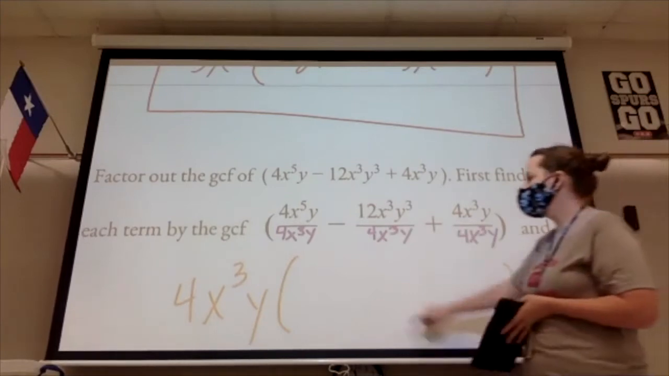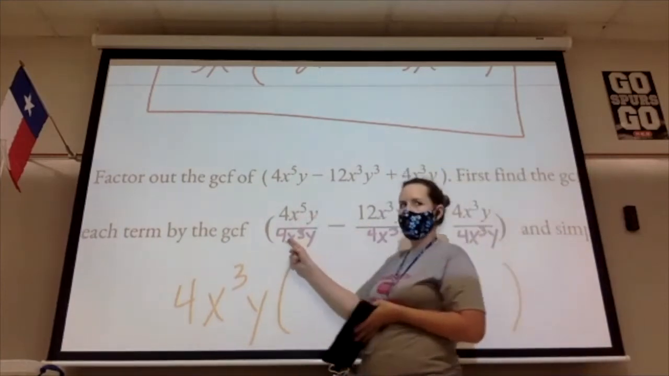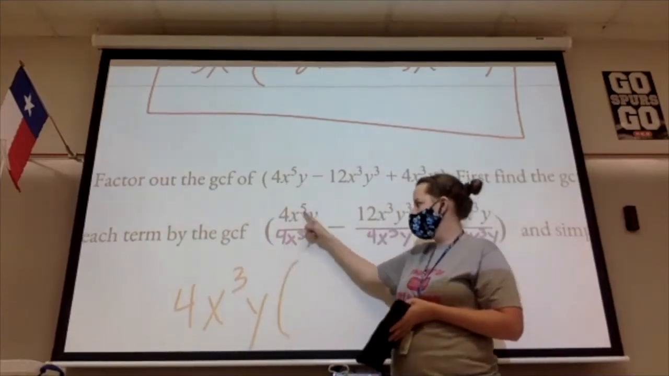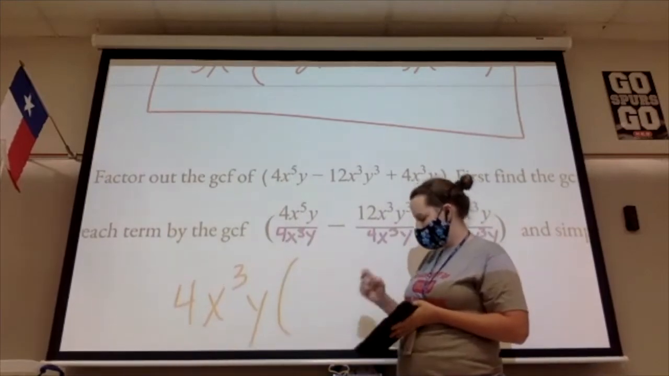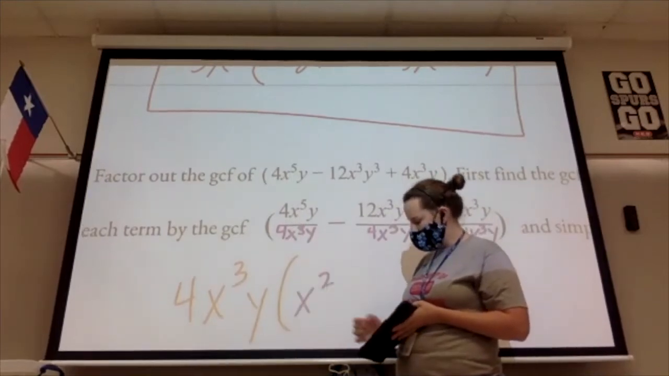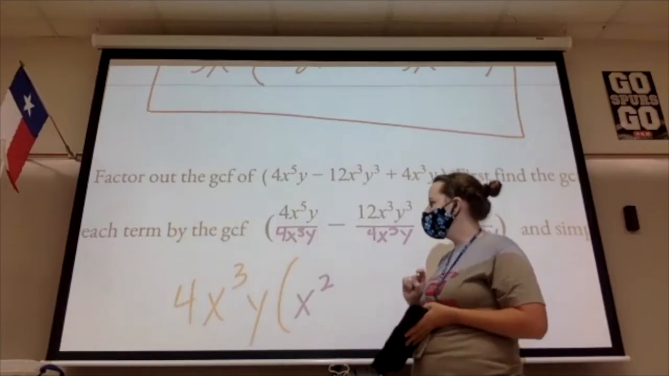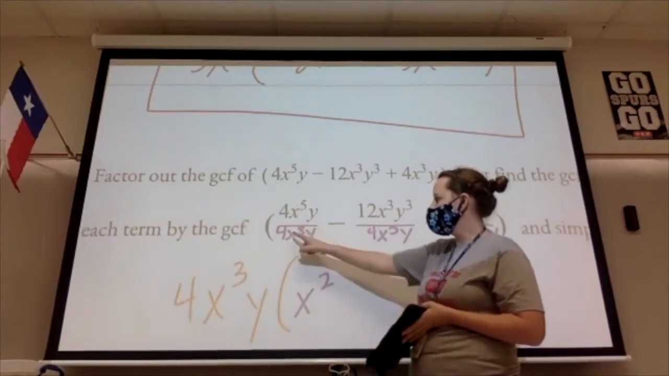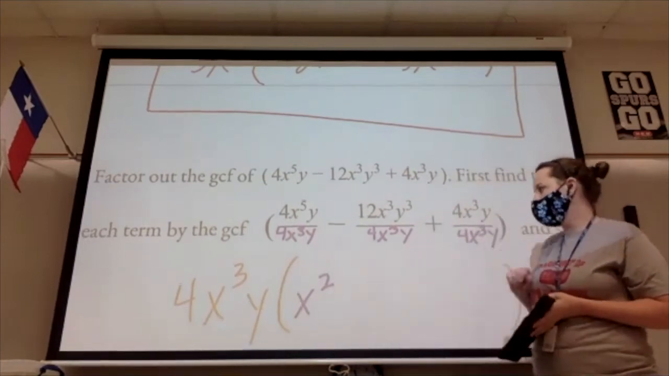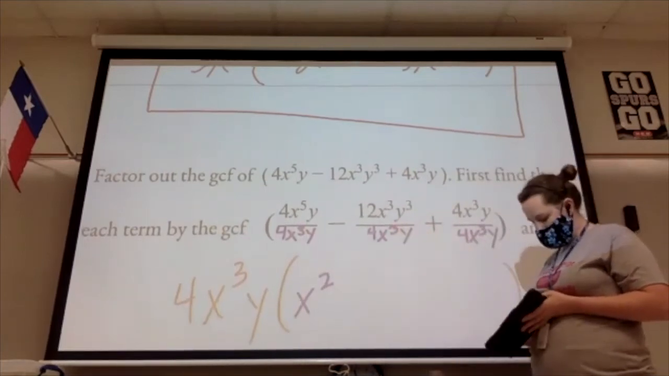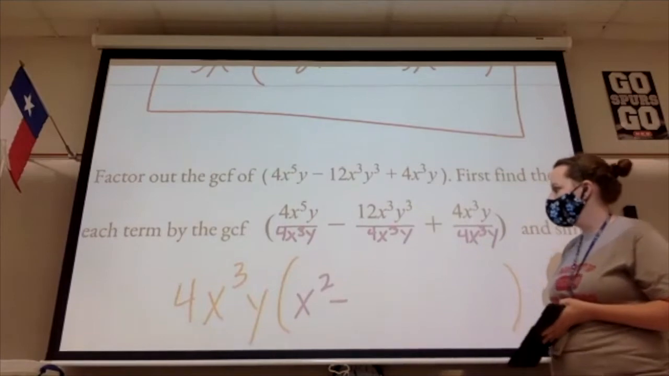Okay, so here, what is 4 divided by 4? 1. X to the 5th divided by x to the 3rd? X squared, so I do need to write that. And then y divided by y? 1. Do I need to write x squared times 1? No, so here we don't have to write our 1. Then I see a minus sign, so I'm going to bring down a minus sign.